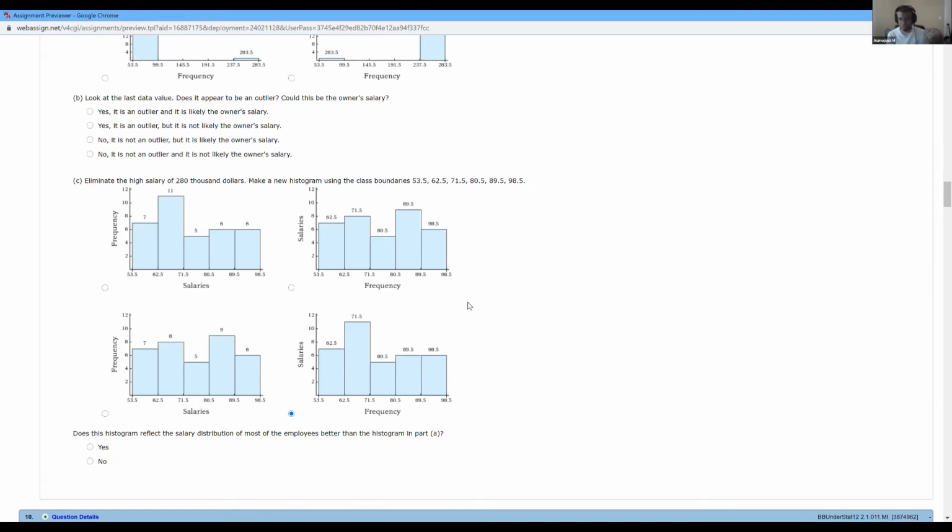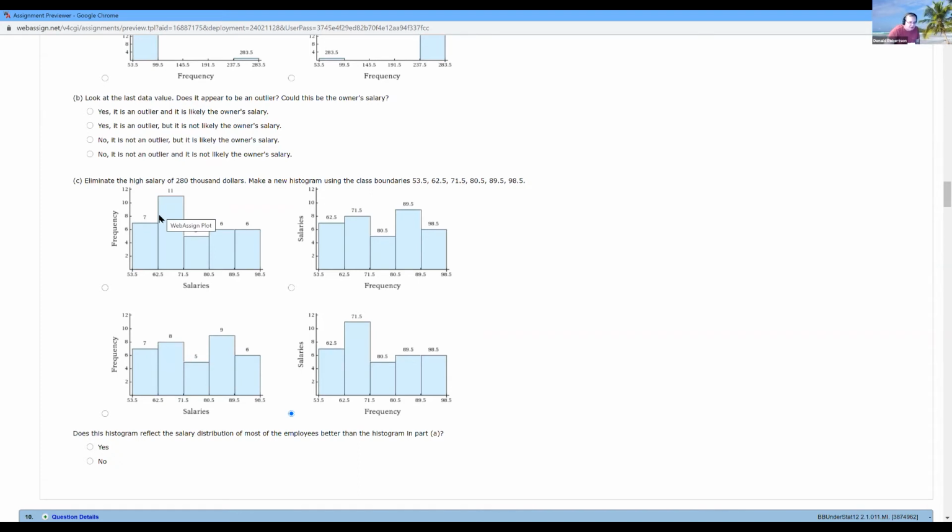Probably switch the frequency and the salaries. Yeah, and do you know this guy is 62.5? It's not. Shouldn't that be how many people were in the range from here to here? So I'm kicking these numbers out. Shouldn't frequency be how tall the rectangle is? So it's either this one here, right? Or it's this one here.